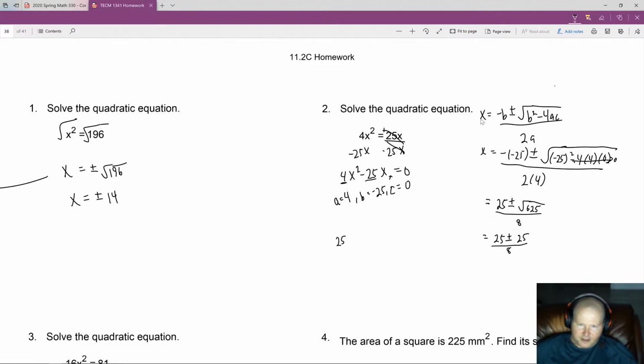So we have the negative version, which would be 25 minus 25 over 8, which would give me 0 over 8, which would give me 0. That's the negative version. Now we have to do the positive version, which is 25 plus 25 all over 8, which would be 50 all over 8.